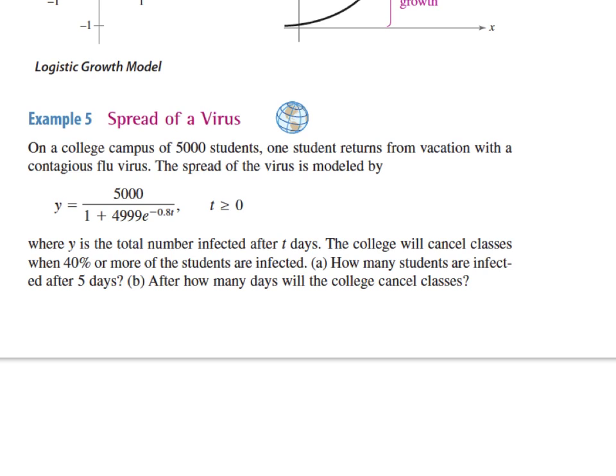40% of 5,000 is how many kids? A lot. 40% of 5,000 is how many? 2,000. Thank you. All right? Let's plug it in.